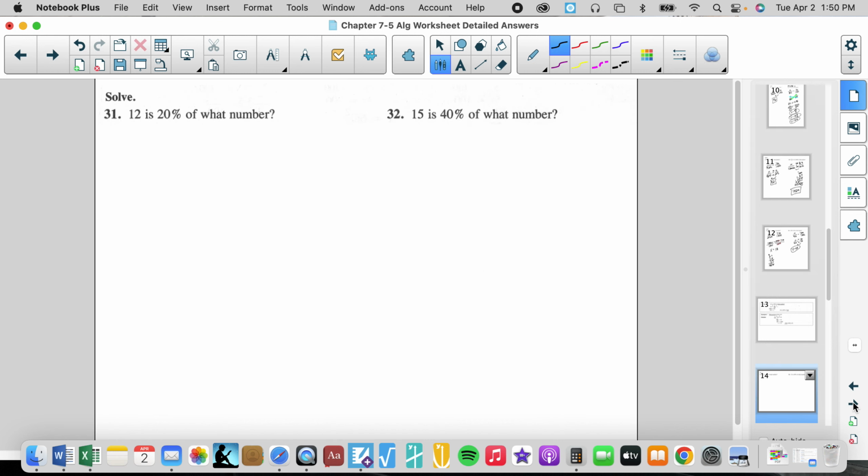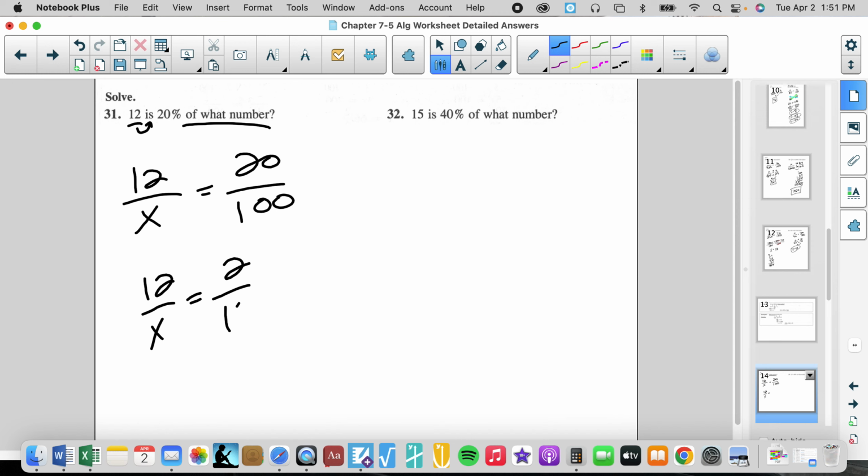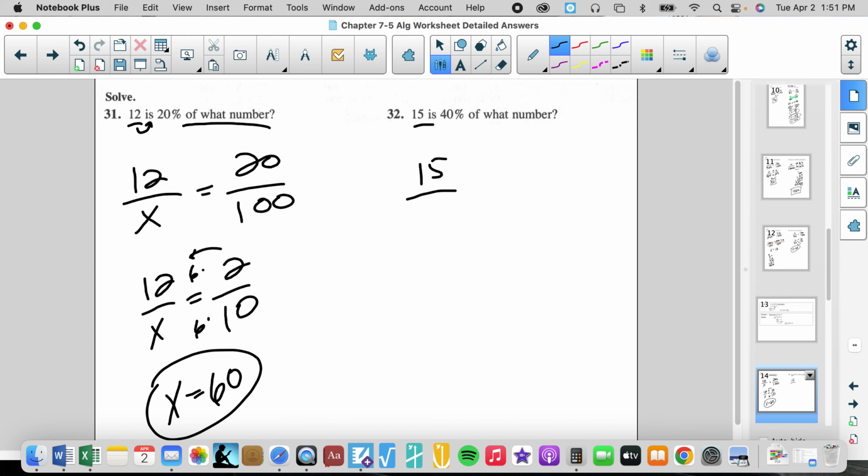All right. So here, different question, but we're still going to do the is. 12 is over of is now my variable equals percent over 100. So we can still do this fun. We can do 12 over x equals 2 over 10. So we're multiplying times 6, times 6. So x equals 60.